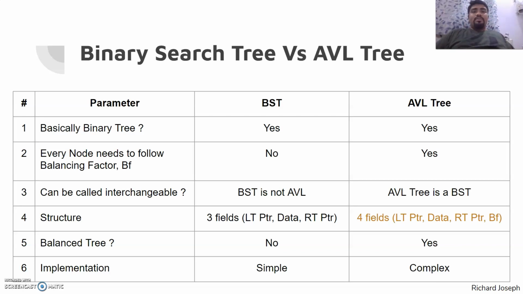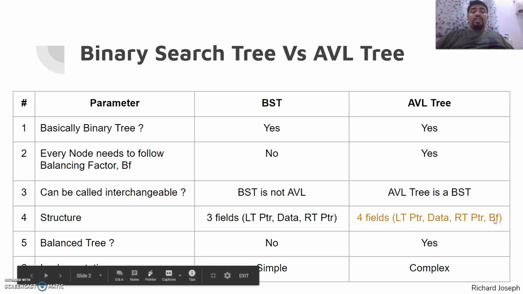I'll repeat again what is balancing factor. It is the difference between the height of the left subtree and of the right subtree. So parent will check the height of the left subtree and the height of the right subtree, and finally the difference between the heights will be stored as the balancing factor, and it will ensure that the difference doesn't exceed 1.